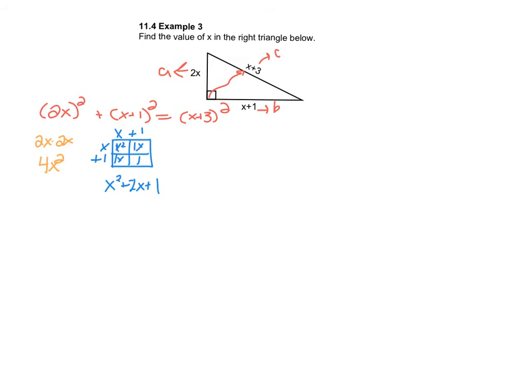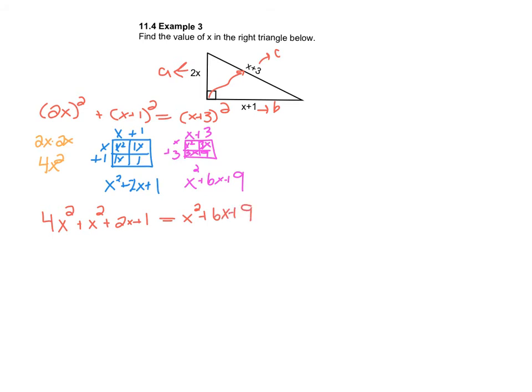And then if I look finally at that last piece, I have x plus 3 quantity squared. So x times x is x squared, 3x, and 9. So this would be x squared plus 6x plus 9. So now if I rewrite that statement up in red, again down below, with all the squareds multiplied out, I get 4x squared plus x squared plus 2x plus 1 is equal to x squared plus 6x plus 9.